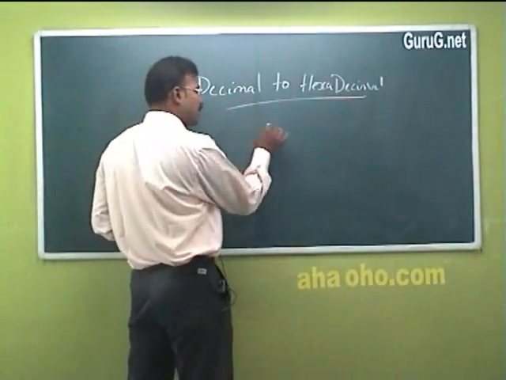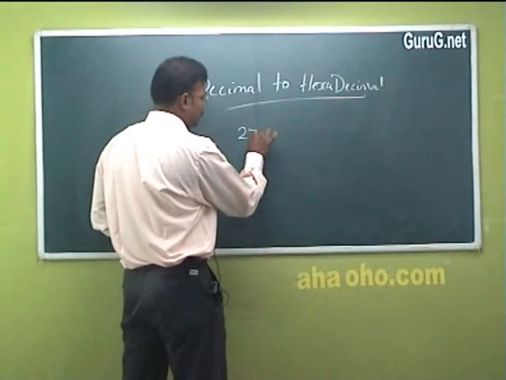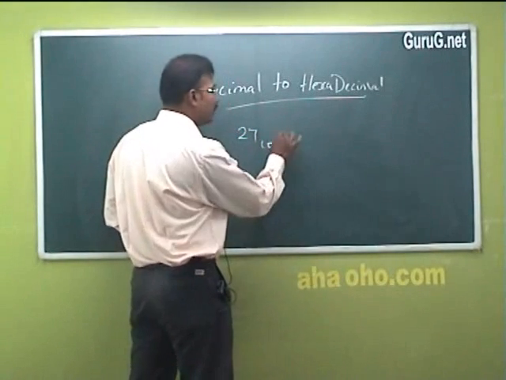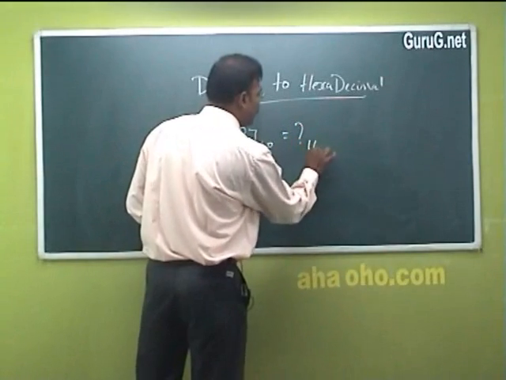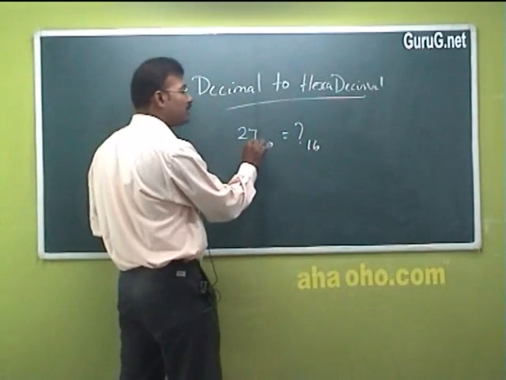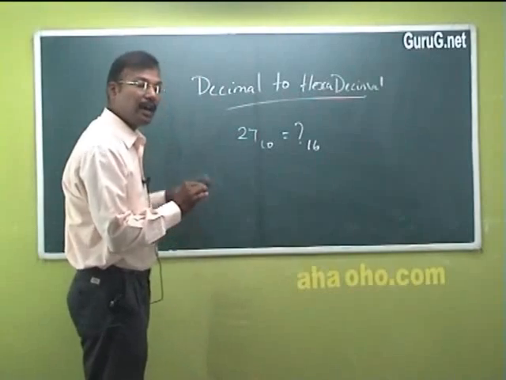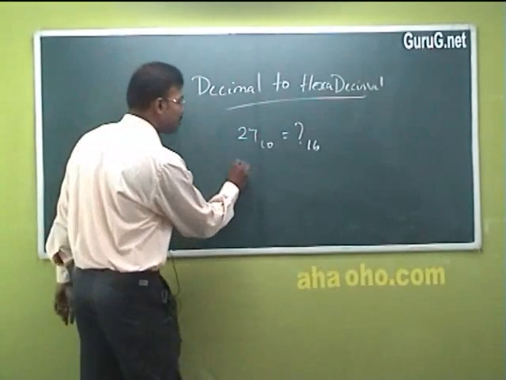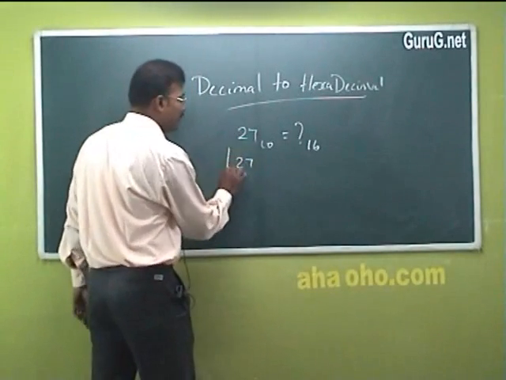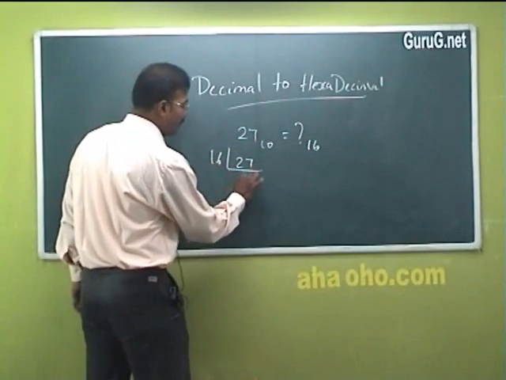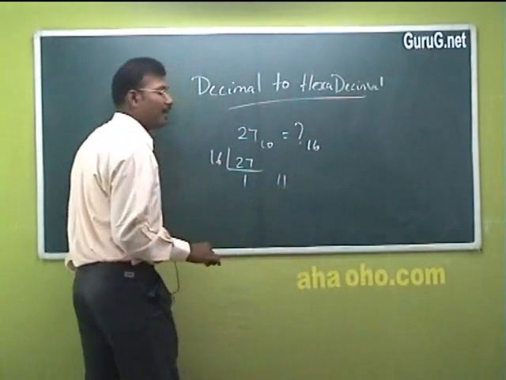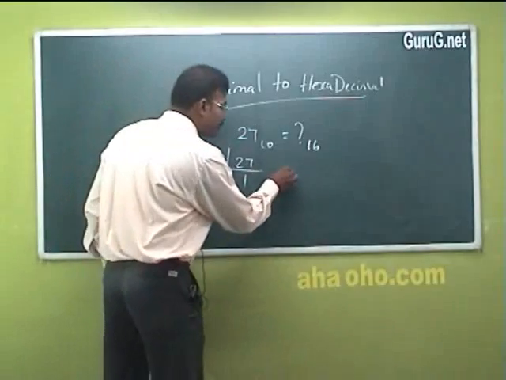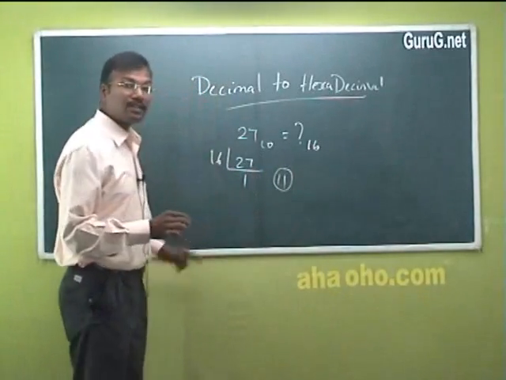Let us consider the value 27. We need to convert this 27 to its hexadecimal equivalent. How are you going to do it? Repeat the same steps. 27 divided by 16. You can divide it 1 time and the remainder will be 11. 11 cannot be represented as a single digit in hexadecimal. So what is the equivalent?